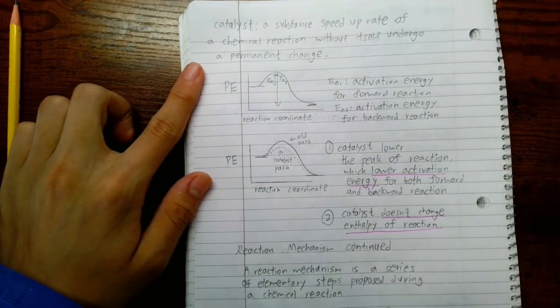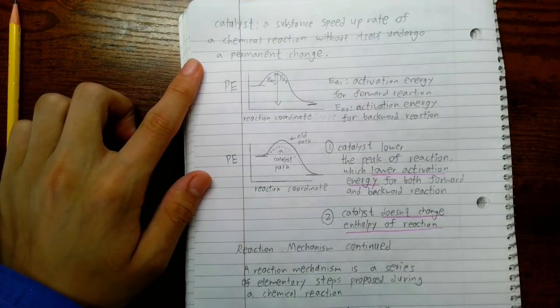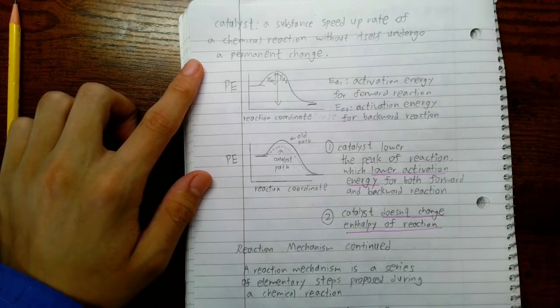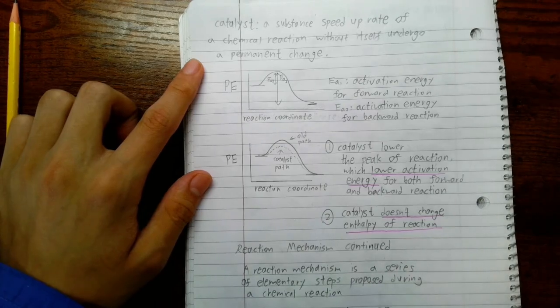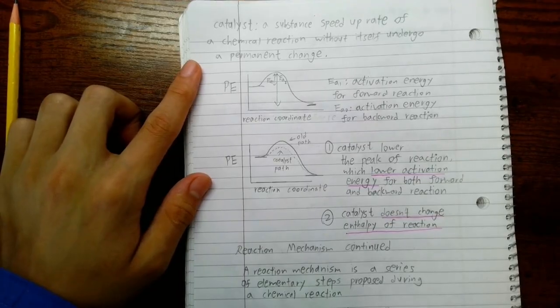Let's talk about catalysts. A catalyst is a substance that speeds up the rate of the reaction without itself undergoing a permanent change. In other words, it first shows up on the reactant side of a reaction, and then at the end it will show up on the product side. So it goes in and it goes out. And let's take a look at our old friend, the potential energy graph.